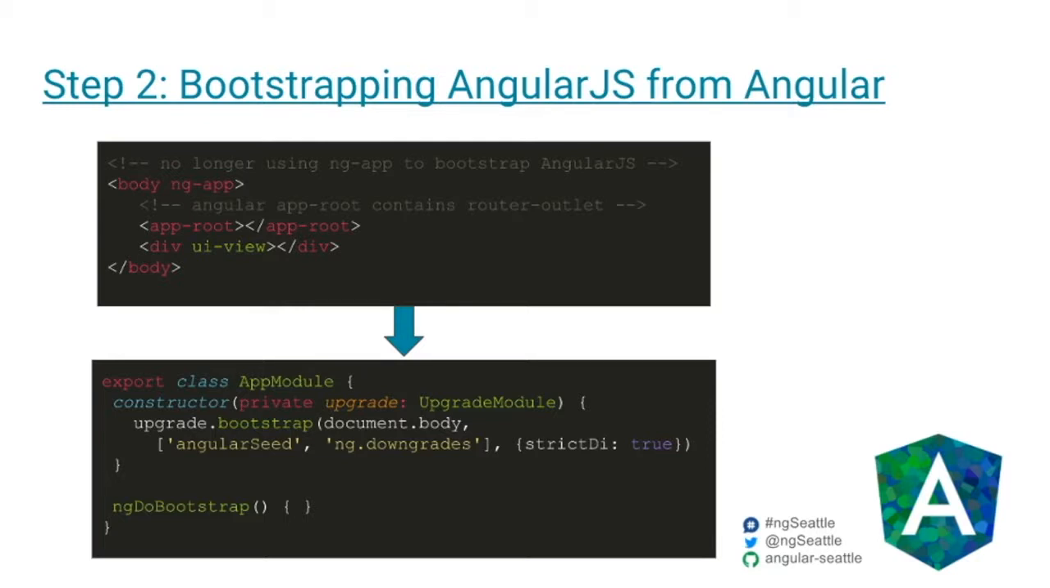So what we're going to do is not bootstrap Angular here, just leave everything as is. And then in the app module for AngularJS, in the constructor, you are going to add the upgrade module and then tell it to bootstrap the document body. And Angular seed is the name of our AngularJS main app module, and that will tell it to bootstrap. The ng.downgrade is going to be covered here in a second. And this is the alternative way of re-enabling strict dependency injection if you're using that in AngularJS. The ng.doBootstrap is just a no-op piece of code that's needed so that the bootstrapper doesn't complain when you start adding things.